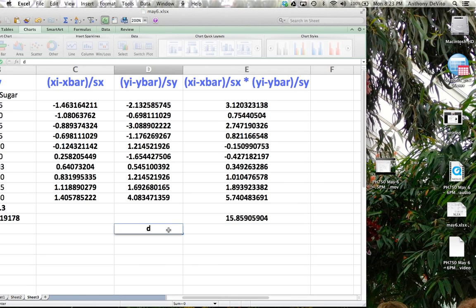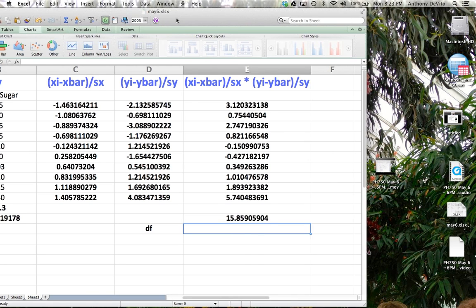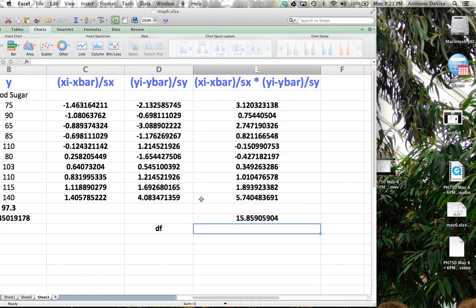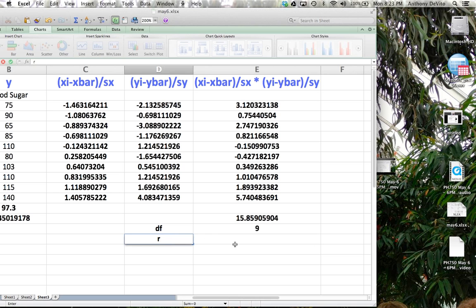Now, what are my number of degrees of freedom? Any guesses on that? How many numbers we have here? We have 10 numbers, and we have 9 degrees of freedom, right? So our R coefficient, R, is going to be equal to our sum divided by our degrees of freedom.